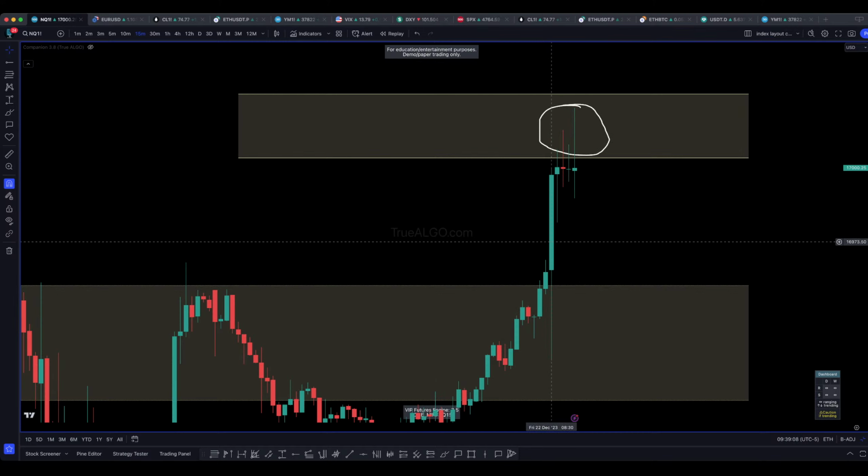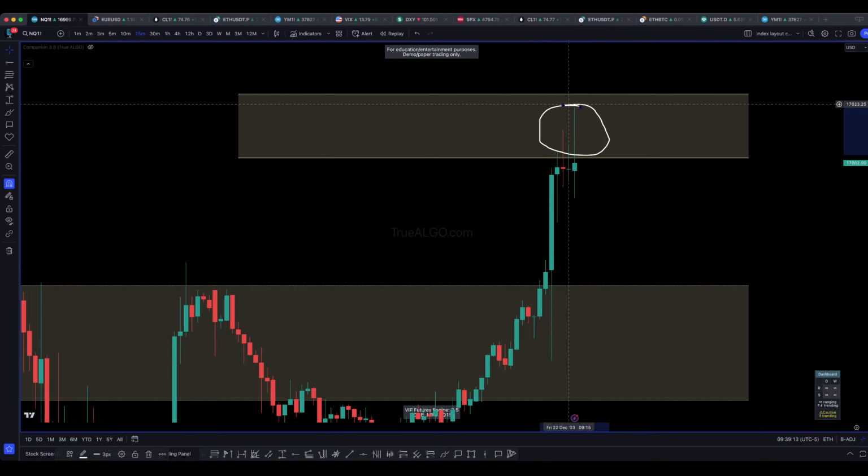Not here. Lower probability, your repainting indicator is going to play out. Up here, it is going to play out at a higher probability. Does that make sense, Sam? Hope that can help you.